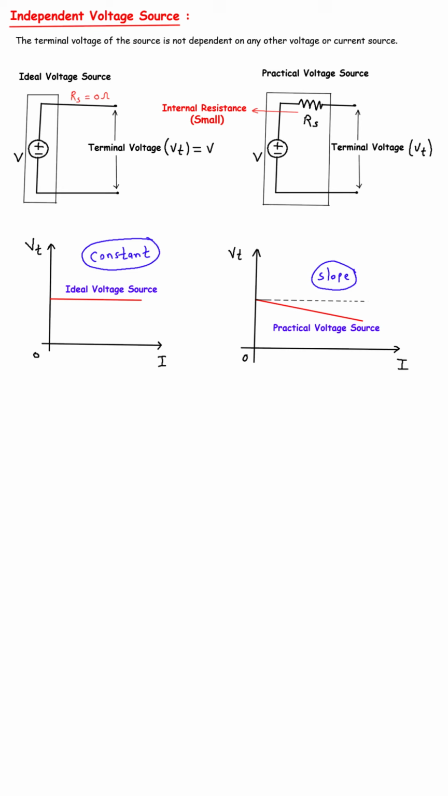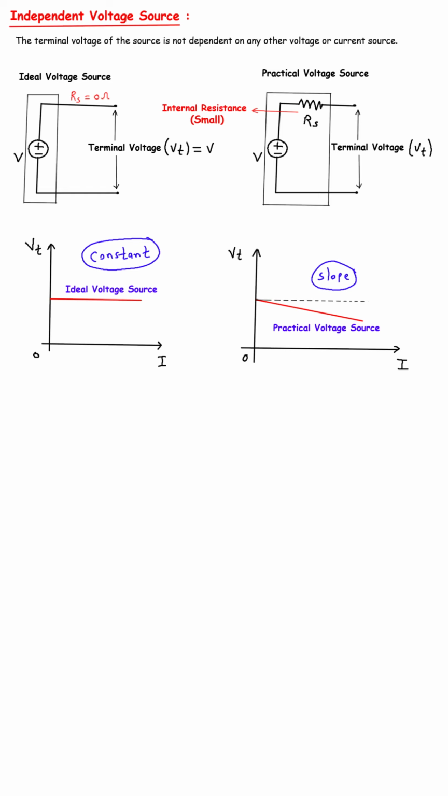So if the source is rated to supply a voltage V, then the terminal voltage is exactly V, no matter how much current is drawn by the load connected to it. This is why, in the graph below the ideal voltage source, you see a straight horizontal line. It shows that the terminal voltage remains constant even when the current increases. This is a perfect situation, but it only exists in theory.